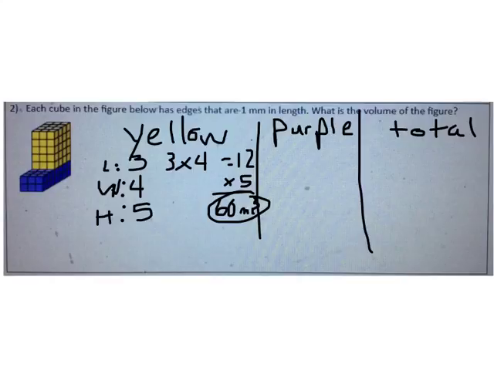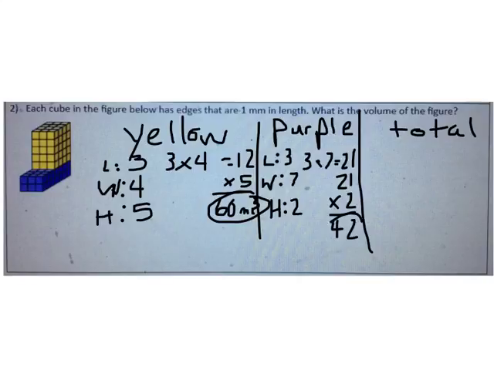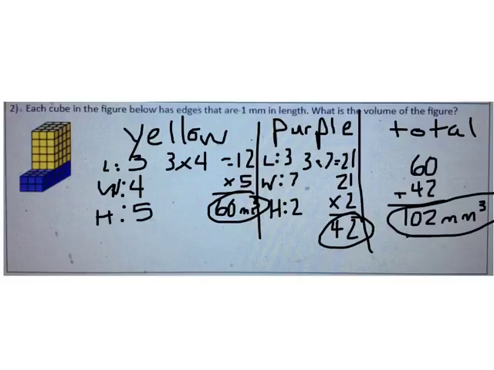It's 60 millimeters cubed. The length is 3, the width is 4, and the height is 5. What's the volume of the purple figure? It's 42 cubic millimeters. So now I can add to find the total volume. What's the total volume? The total volume is 102 millimeters cubed.